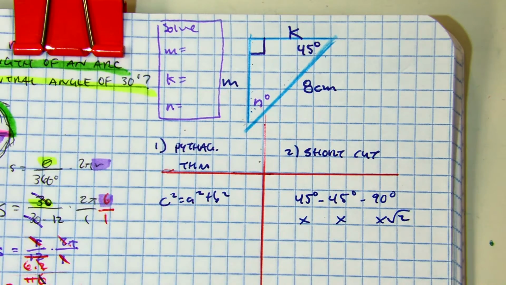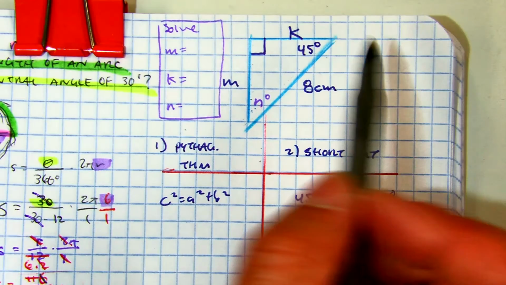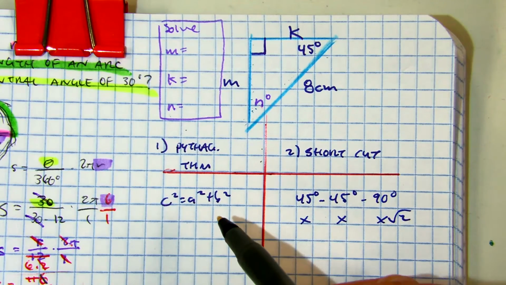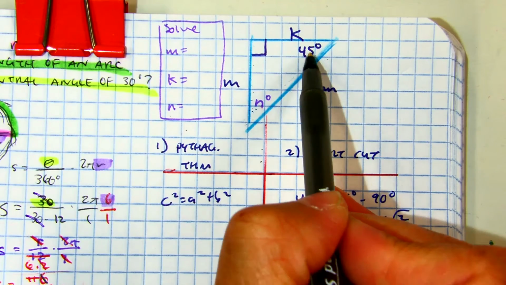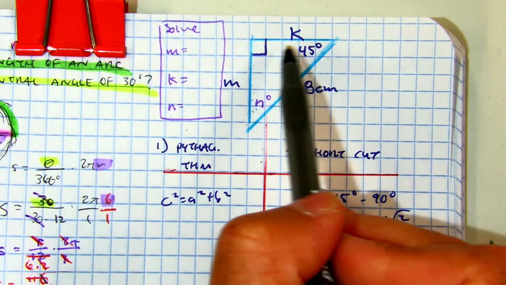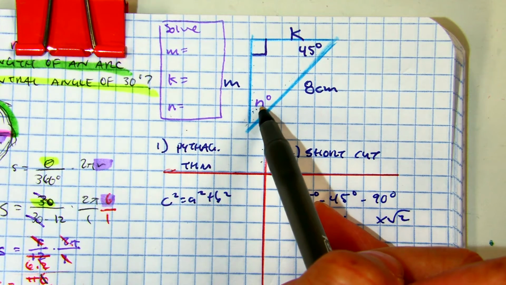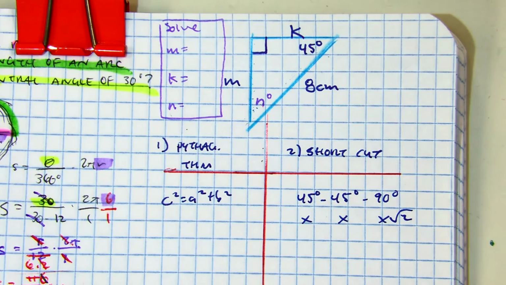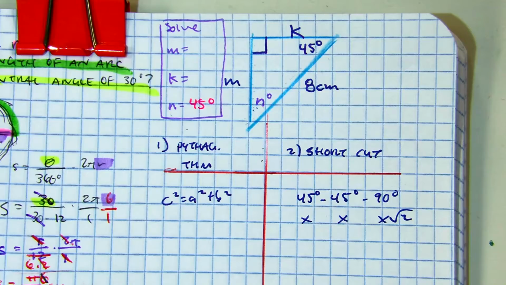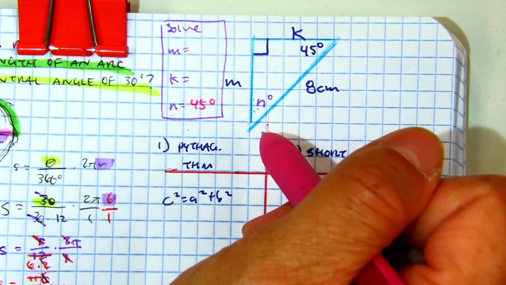We have a triangle here. I'm asking you to solve for m, k, and n. Class, we know that the interior angles of a triangle add up to what number? So this is 45, this is 90, therefore this one has to be 45 degrees. Okay, that also tells me that this is a right isosceles triangle.